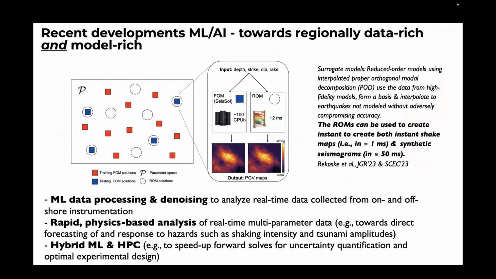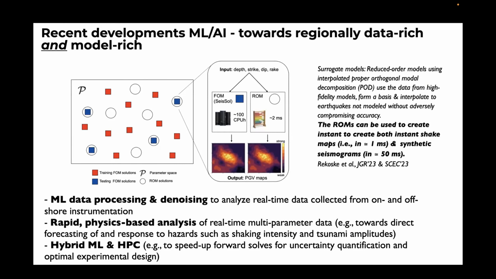And the goal would be to have a regionally data-rich and model-rich situation. So of course, ML is useful for processing and denoising to analyze either real-time data or the data that is being collected, but we can also use these methods to reduce the cost of our forward simulations. For example, we can build up surrogate models or reduced order models based on a few simulations, or fewer simulations than we would need to cover a full parameter space of models and uncertainties that we want to explore.